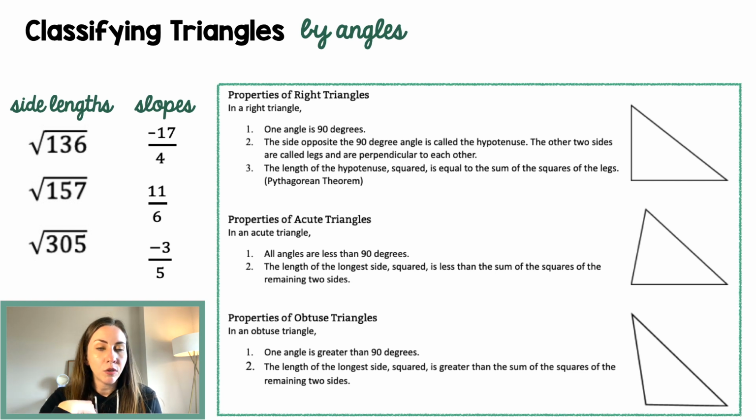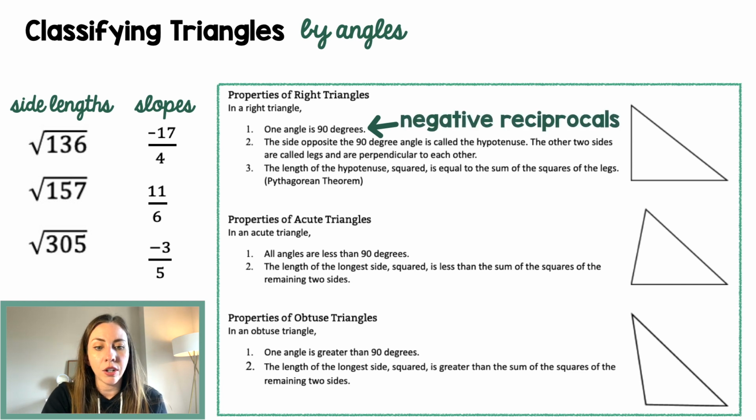The 3 types of triangles based on angle are right triangles, acute triangles, and obtuse triangles. Taking a look at right triangles first, we would need one angle to be 90 degrees. This would mean that our slopes would have to include a pair of negative reciprocals. Taking a look at our slopes that we calculated, we do not have a pair of negative reciprocals, so this is not a right triangle.